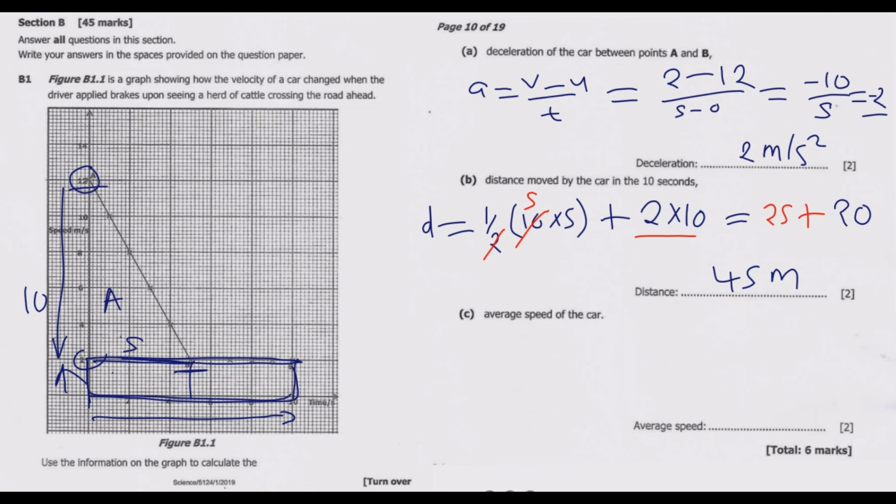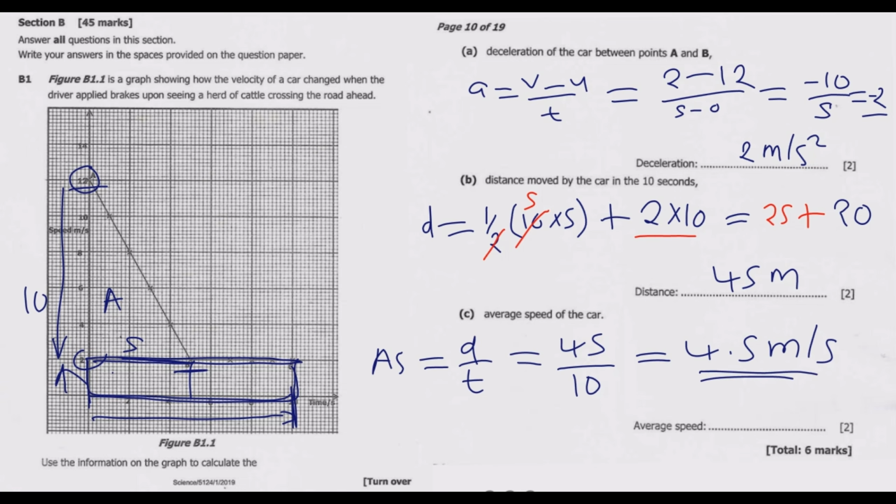Then next is average speed of the car. So average speed will be just total distance divided by total time. So in this case total distance is 45, then time is 10 seconds, so we divide by 10. Then we end up with 4.5 meters per second, which is our answer here. So this is how you get the 6 marks here on question B1.